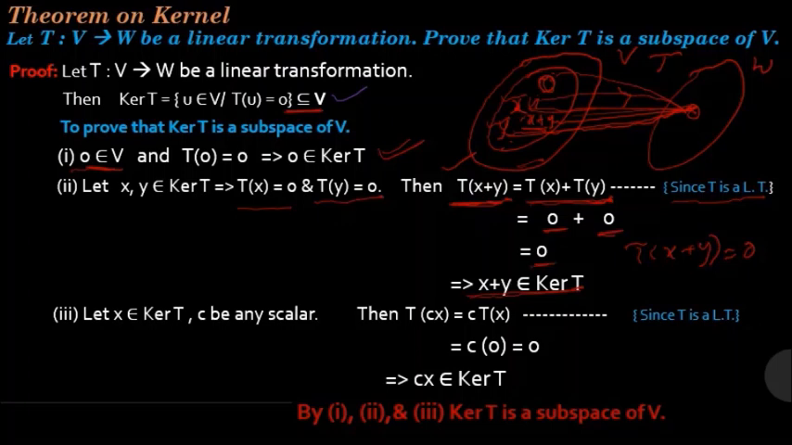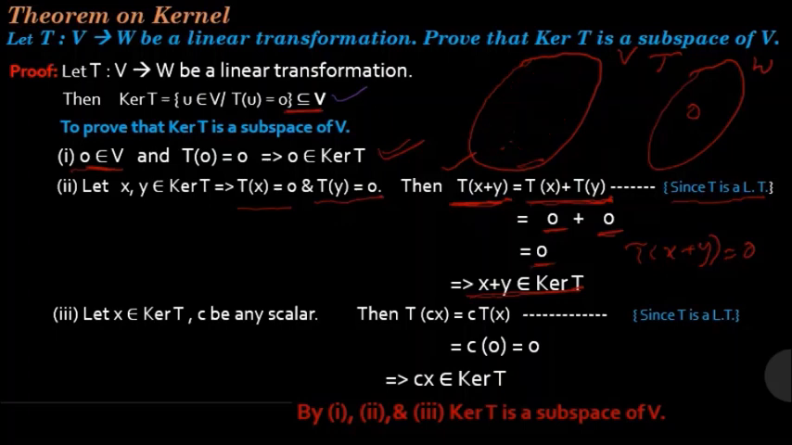Now let us go for the third one. That is regarding scalar multiplication. So let X belong to kernel T. So take an element X. Let me clear this and write. There can be so many points in this. Suppose X is there here. So obviously T of X will be 0. Then take C to be any scalar. X belongs to kernel T and C is any scalar.